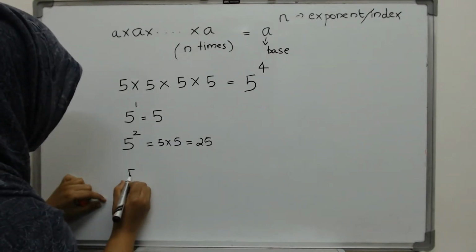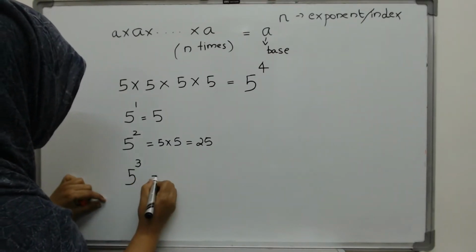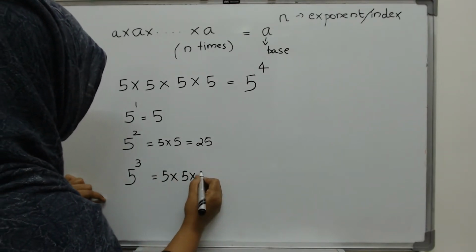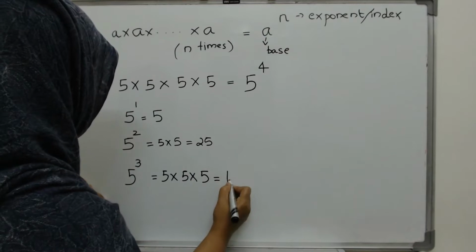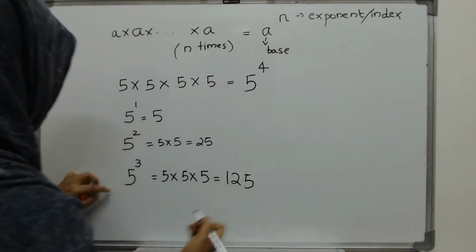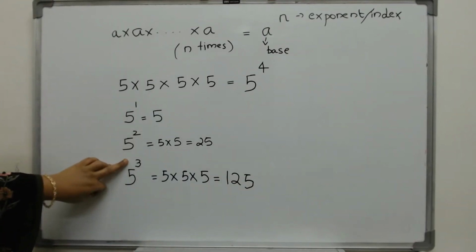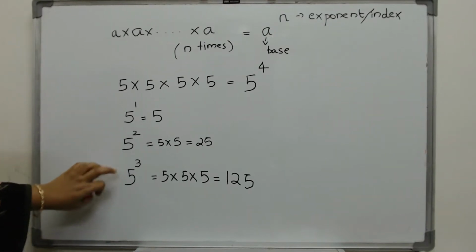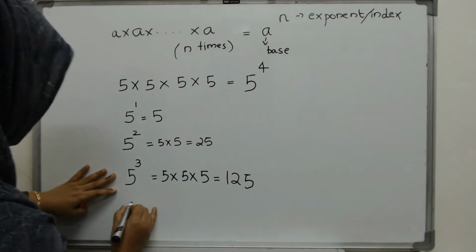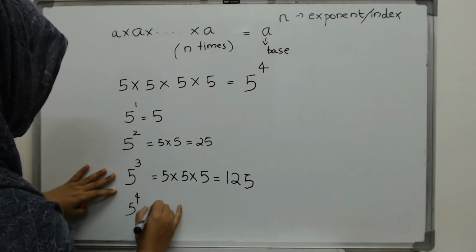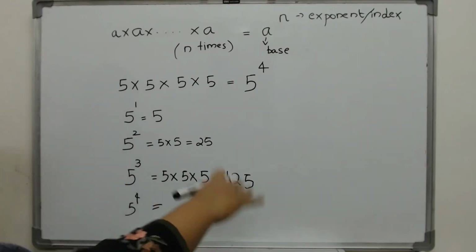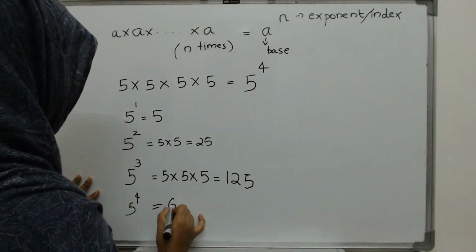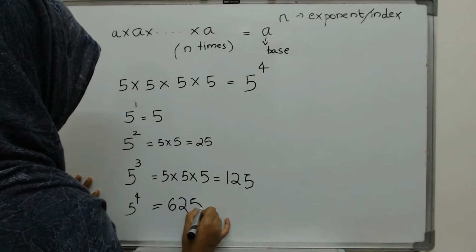Similarly, what would be 5 raised to 3? That would be 5 multiplied by itself 3 times, that is 125. This is also called 5 cube. This is 5 raised to 1, this is 5 square, and this is 5 cube. And 5 raised to 4 would be 5 multiplied by itself 4 times, which would be 25 into 25, which is 625.